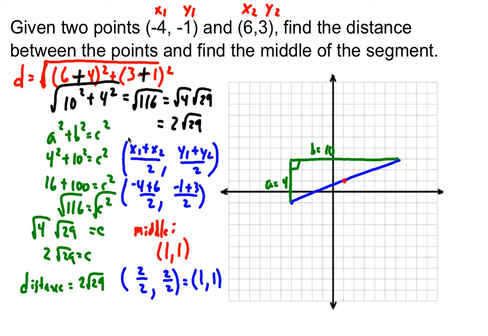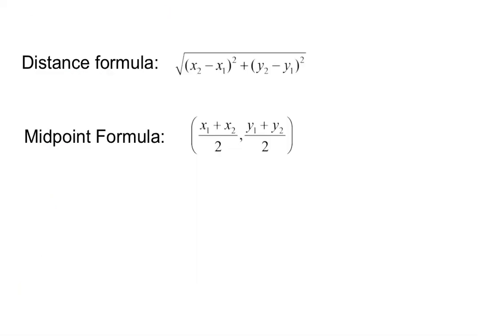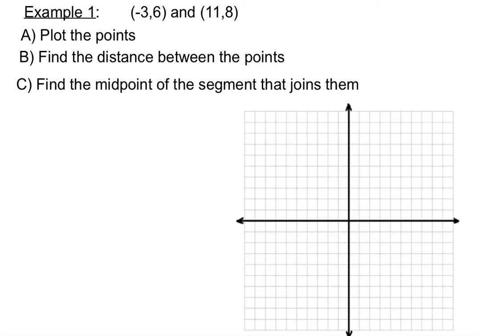So let's look at an example here. We've got (-3, 6) and we've got (11, 8). We're going to plot the points, find the distance between the points, and then find the midpoint of the segment that joins them. So I'm supposed to plot the points: 1, 2, 3, then 1, 2, 3, 4, 5, 6, and (11, 8): 1, 2, 3, 4, 5, 6, 7, 8, 9, 10, 11, and up 8.